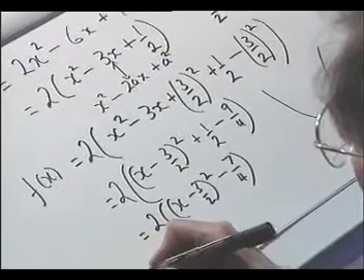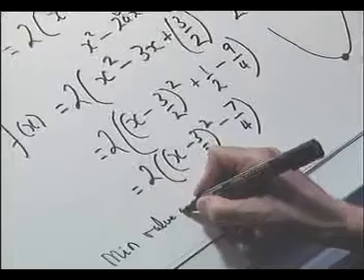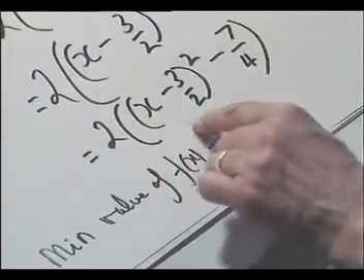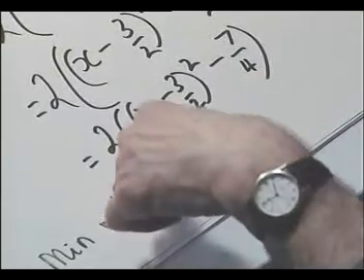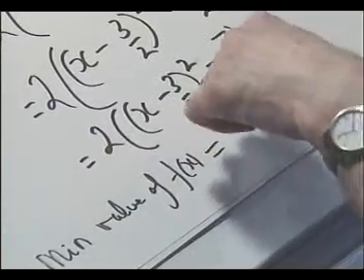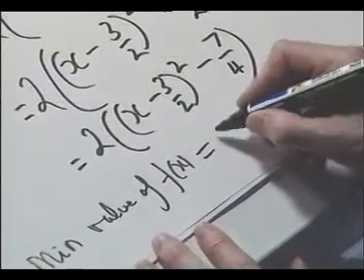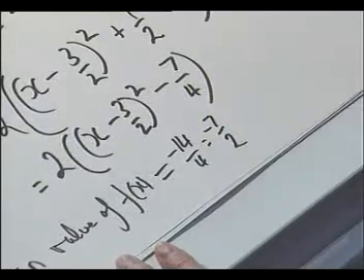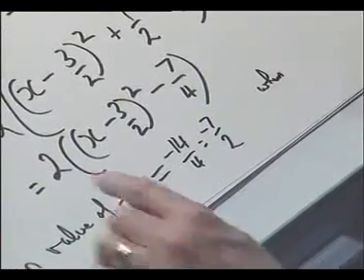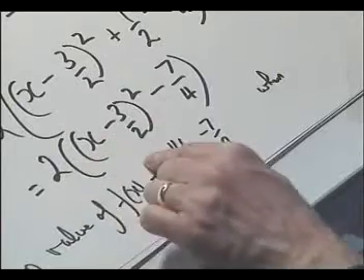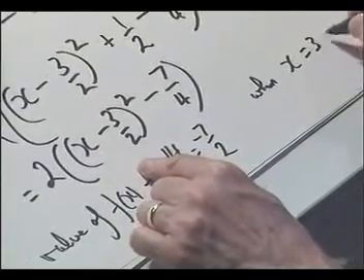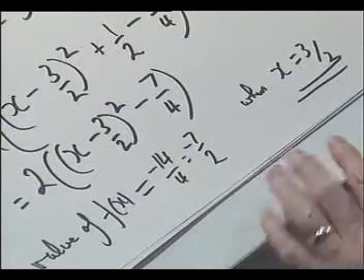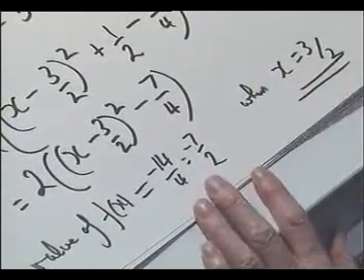So the min value of f of x must be equal to, now that's going to be 0, but we're still multiplying by the 2. So it's 2 times minus 7 over 4. That's minus 14 over 4, which reduces to minus 7 over 2, and that will happen when this is 0. In other words, when x equals 3 over 2. So a minimum value of minus 7 over 2 when x equals 3 over 2.